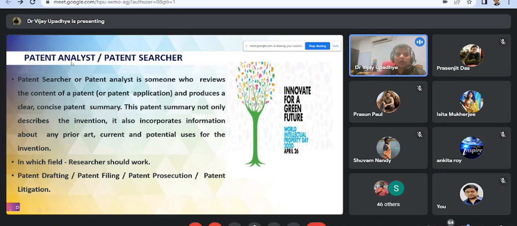So you can become a patent analyst or patent searcher, because for a patent you have to search whether prior art exists in law. In the Nuns rule, I am adding one more thing, the Nuns P.